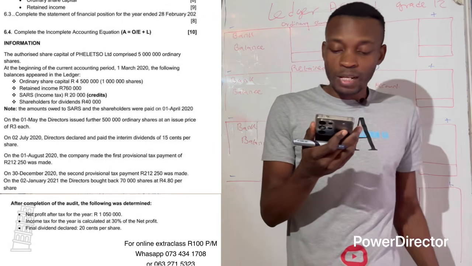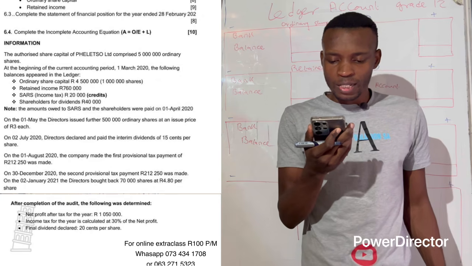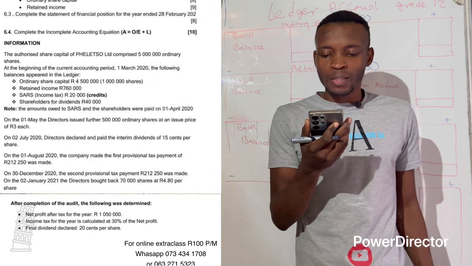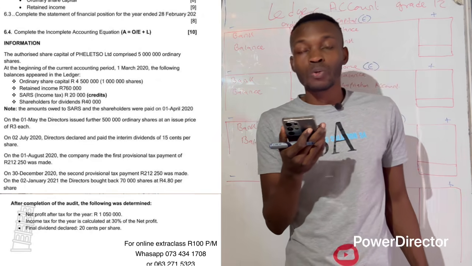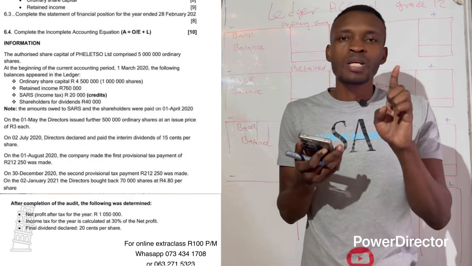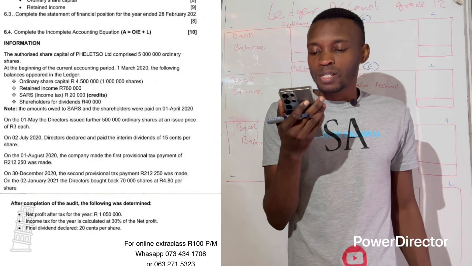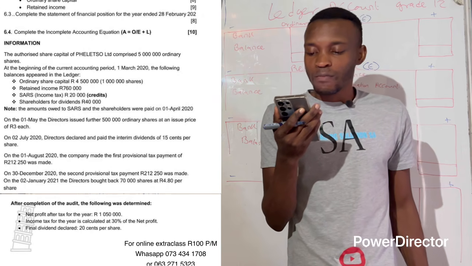So this company was given a limit of 5 million. From the 5 million, at the beginning the ordinary share capital value was 4.5 million, but the shares that were issued at the beginning were only 1 million. From 5 million, they only sold 1 million at the beginning. Okay, and they give us a retained income balance, the SARS, and the shareholders for dividends.